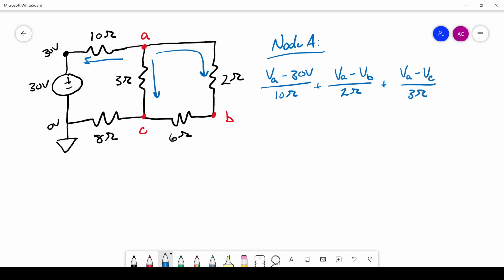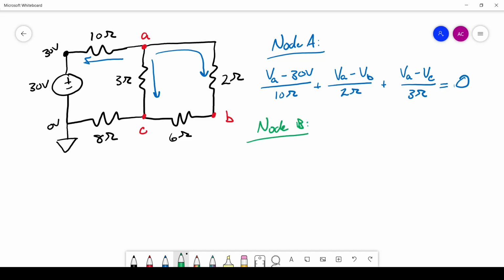Okay, so now we have every single current leaving node A represented by Ohm's law, so it's the potential difference over the resistance. We know that this has to be equal to 0 because that's Kirchhoff's current law. So Kirchhoff's current law has to be satisfied. This has to be equal to 0. Okay, so now we have this for node A. We're not quite far enough to solve it yet, so let's do the same thing for node B.